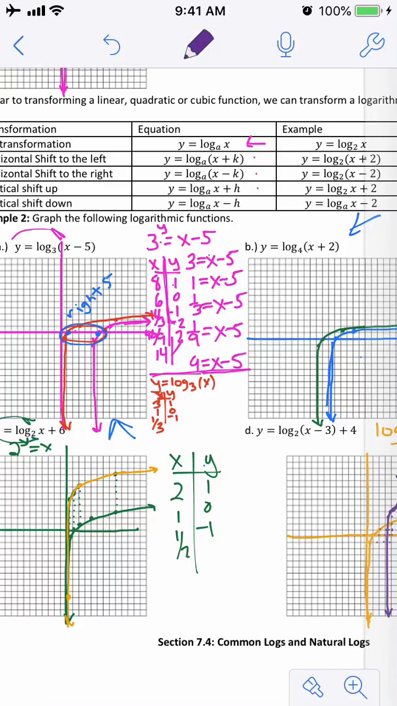Awesome. The next section, 10.4, will close out the chapter. It's about common logs and natural logs. You guys are going to love it. It's all about calculators, but at the end of the day, a logarithm is just an inverse of an exponential function. See ya.